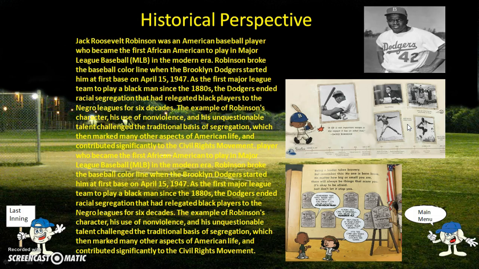The historical perspective is the fact that obviously Jackie Robinson was the first ever African American baseball player, and he was a big part of the civil rights movement. Some of the pictures you're looking at are pictures of Jackie Robinson, the timeline of some of the things that he's done. He was the first ever athlete to have 4 letter jackets from his college.